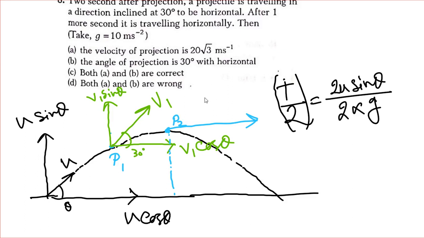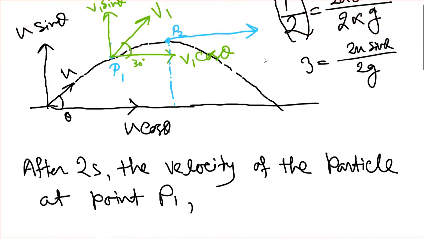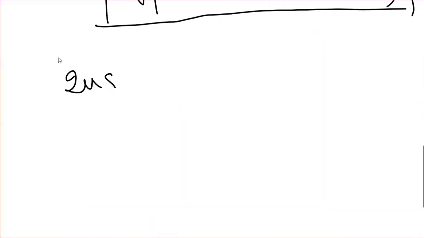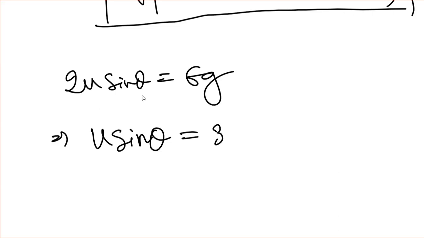Okay, so it will be 3. Okay, so 3 will be 2u sin theta. So from here we can calculate that 2u sin theta equal to 6g. Okay, so 2u sin theta equal to 6g. So from here we can say that u sin theta, okay, it will be u sin theta equal to 3g.